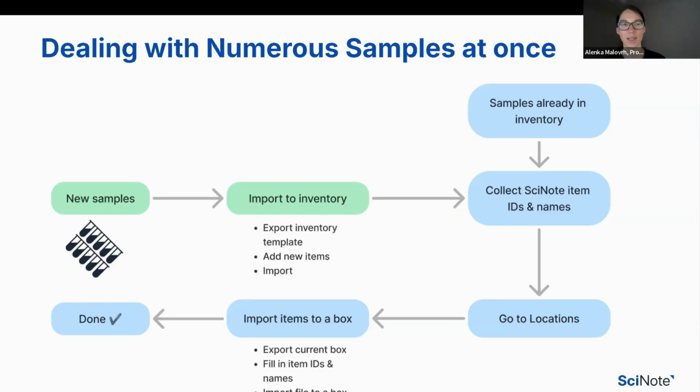In case you're having a completely new set of items, you would first need to add them to your inventory within SciNote so that they get assigned system IDs. Once you have those item IDs and names, you then navigate to the desired location and import them into a box. And within the import items to a box window, you'll find an option.